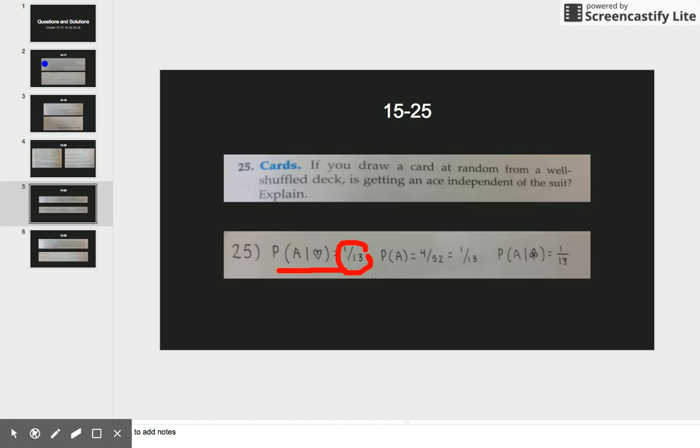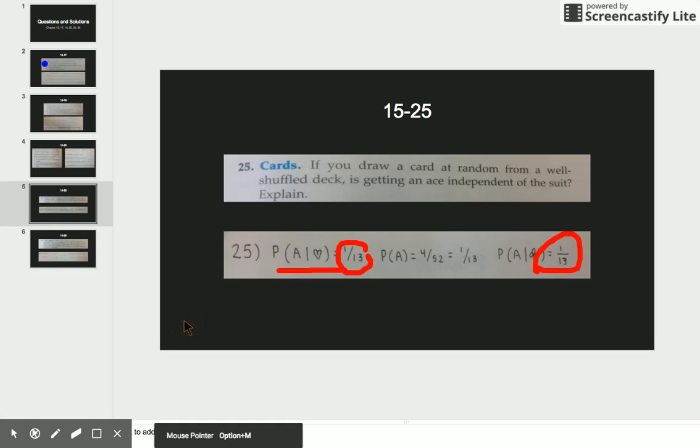The probability of getting an ace when it's a club, also 1 out of 13. This will be the same with a spade or whether it's a diamond. It's always 1 out of 13. So yes, it is independent of suit. I have an equal chance of getting an ace regardless of the suit.